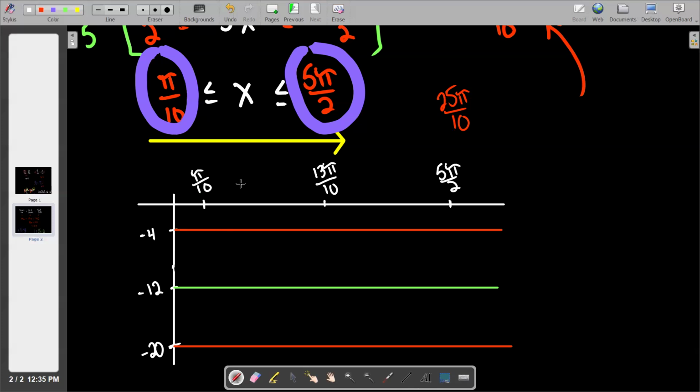But this one ought to be, now that we've got our denominators all cooking together, what's halfway? How far is it from pi/10 to 13 pi/10? And half of 12 is 6. So if we add 6 pi/10, where do we get to? Nice. So we would mark that as 7 pi/10. And then halfway between 13 pi/10 and 25 pi/10, again, it's a distance of 12. Half of 12 is 6. Add 6, take away 6, you get to 19 pi/10.